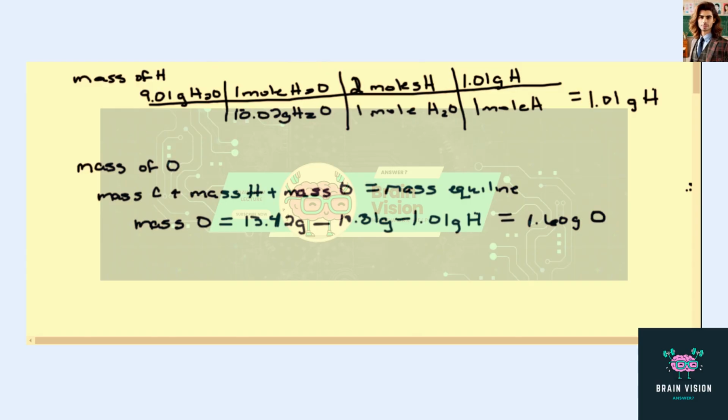So now we need to find the percentages of each of those. So now we need what is called the mass percents, which is going to be equal to the mass of each element divided by the mass of the compound.